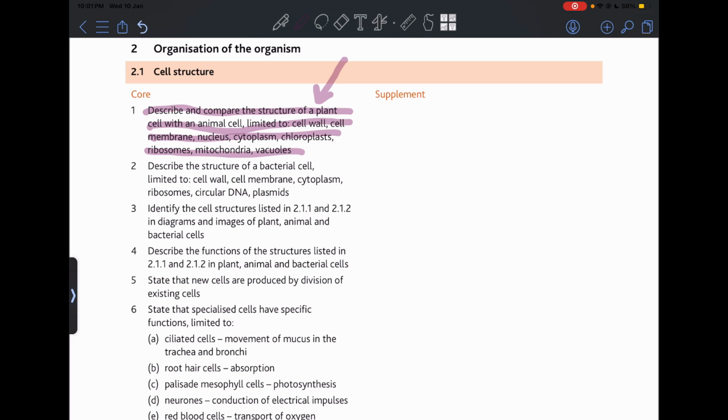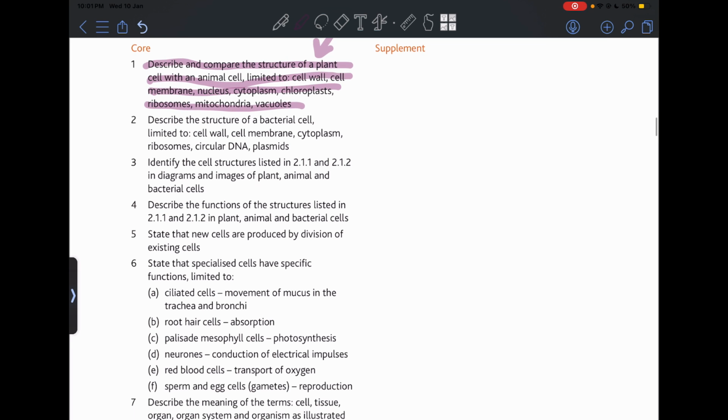Describe the structure of a bacterial cell, limited to cell wall, cell membrane, cytoplasm, ribosomes, circular DNA, and plasmids. So you have to know that a bacterial cell has extra stuff other than the animal cells. They have cell wall, they have cell membrane like us, they have cytoplasm, ribosomes, but they have circular DNA and plasmids. This is the extra thing in bacterial cells.